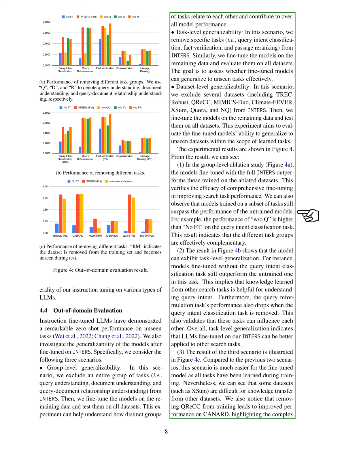In group-level generalizability, we excluded an entire group of tasks from INTERS, fine-tuned the models on the remaining data, and tested them on all datasets. This experiment helped us understand how distinct groups of tasks relate to each other and contribute to overall model performance. In task-level generalizability, we removed specific tasks from INTERS, fine-tuned the models on the remaining data, and evaluated them on all datasets. The goal was to assess whether fine-tuned models can generalize to unseen tasks effectively.